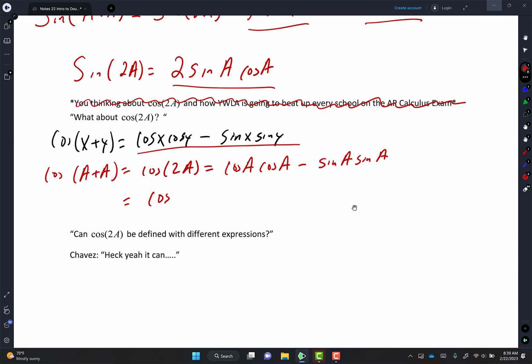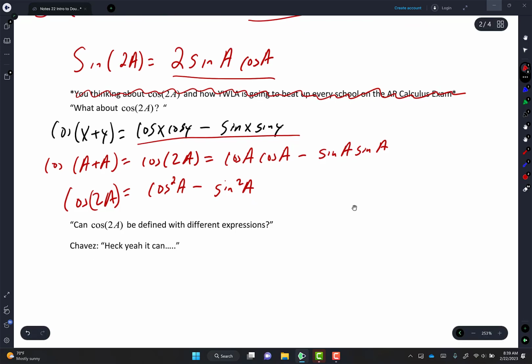No, so say the square first. Cosine square A minus sine square A. There it is. That's another formula, guys. Cosine 2A. There's more. Can cosine 2A be defined with different expressions? Heck yeah, it can.